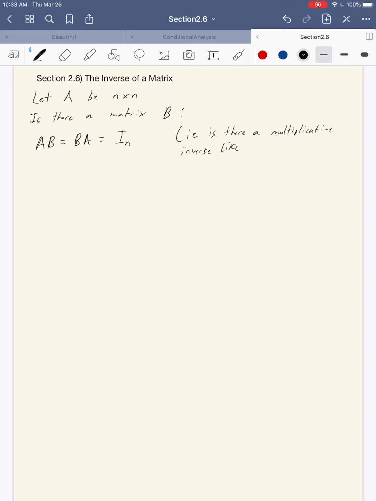Like if you had numbers, we were thinking 5 times 1/5 is the same as 1/5 times 5 is equal to 1, right? So 1/5 is the multiplicative inverse for normal multiplication of the number 5. Doesn't matter what side we multiply 1/5 on, we're always going to get back to that identity element 1. So we're asking that question for matrices in general.